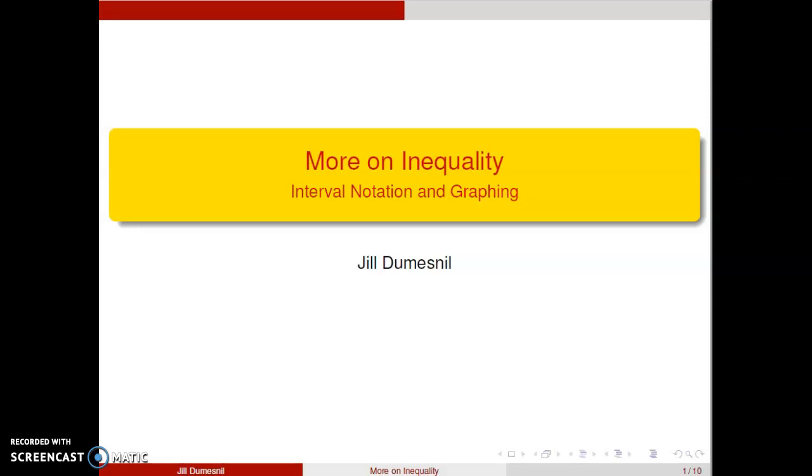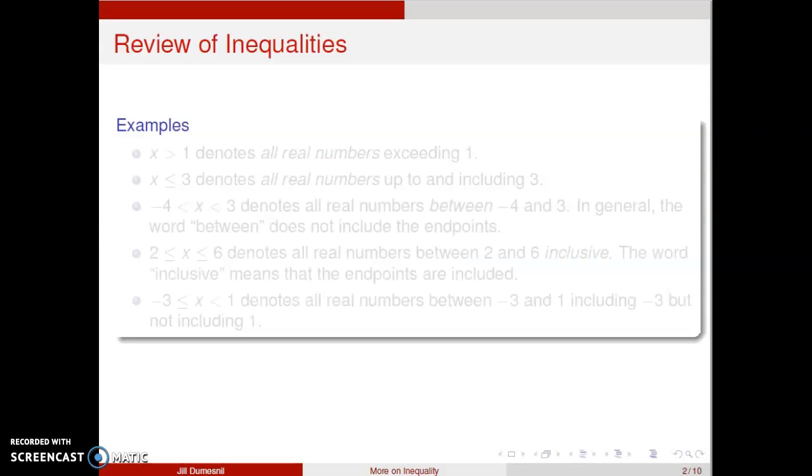Many of my students over the years have experienced difficulty with interval notation. Let's try to clear up any confusion remaining. First, let's review inequalities by considering a few examples.